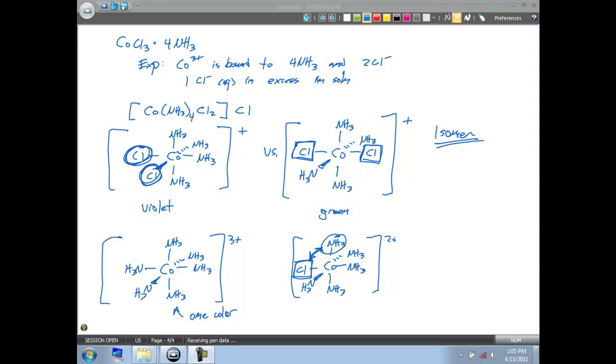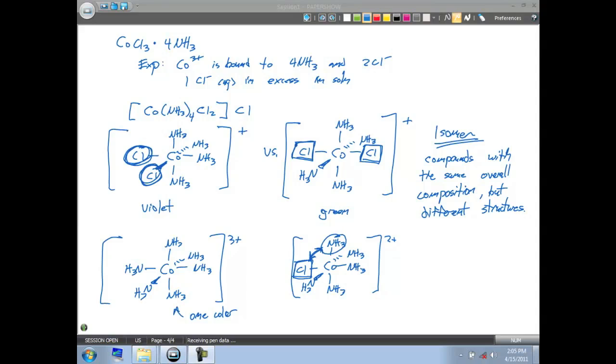And the term isomer refers to compounds with the same overall composition, but different structures. So if two particular complexes have the same formula but a different structure, we refer to them as isomers.